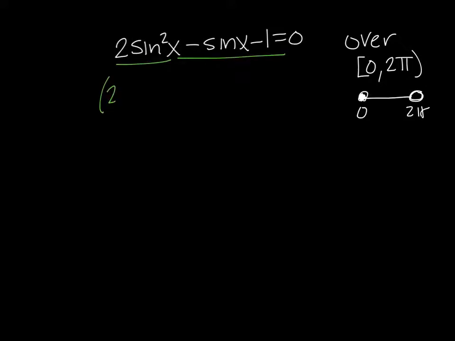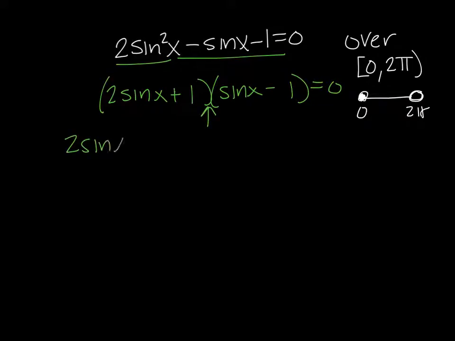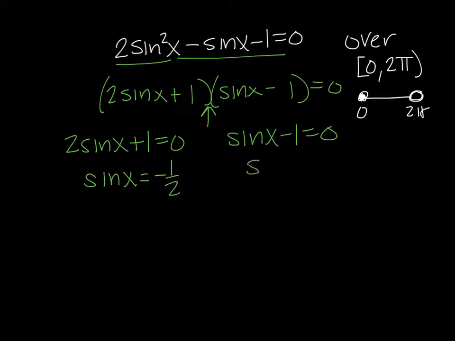So this right here, I'm going to box out. And if you box out, you get 2 sine of x, and then sine of x, and we'll have a 1 and 1, a minus and a plus, and that all equals 0. Then I take each one separately. Because I have a multiplication going on now, I can take each one and set it equal to 0. So each one equals 0. I go ahead and solve for sine. So sine of x equals negative 1/2, and over here, sine of x equals 1.